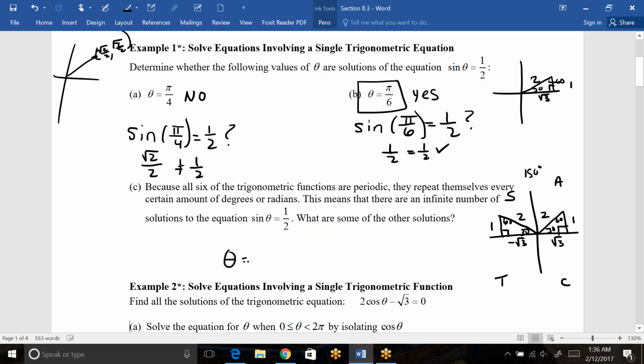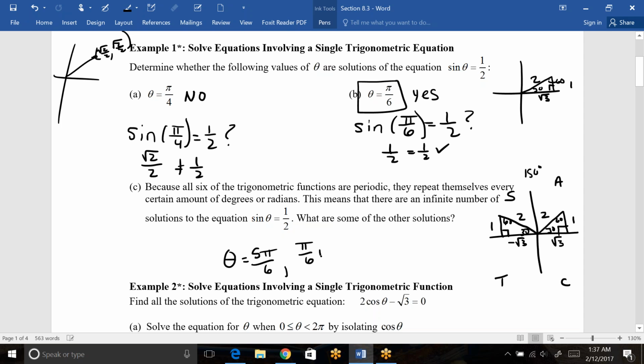So other radians that would work, if this is pi over 6, 2 pi over 6 would be pi over 3. 3 pi over 6 is pi over 2. 4 pi over 6 is 2 pi over 3. 5 pi over 6 would be this one right here. So 5 pi over 6. Then you've got to realize that down here in quadrants 3 and 4, this would no longer be true because you would have negative ones for your short side of your triangle. So these are the only two answers, pi over 6 and 5 pi over 6, if you only do one revolution.